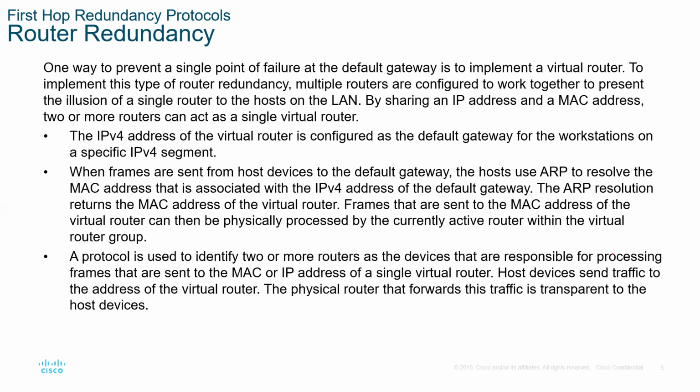the group. The IP address of the virtual router is configured as the default gateway. Okay, when frames are sent from the host to the default gateway, the host uses FHRP to resolve the MAC address that is associated with the IP address of the default gateway. So in this case, instead of using the physical interfaces of our routers, we are using the virtual IP and the virtual MAC.